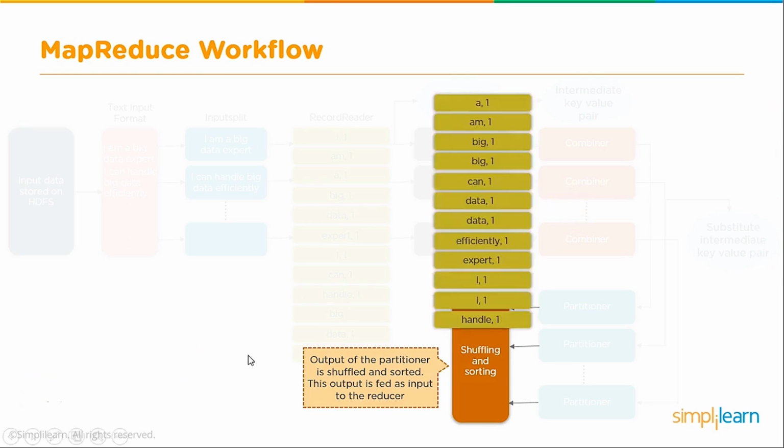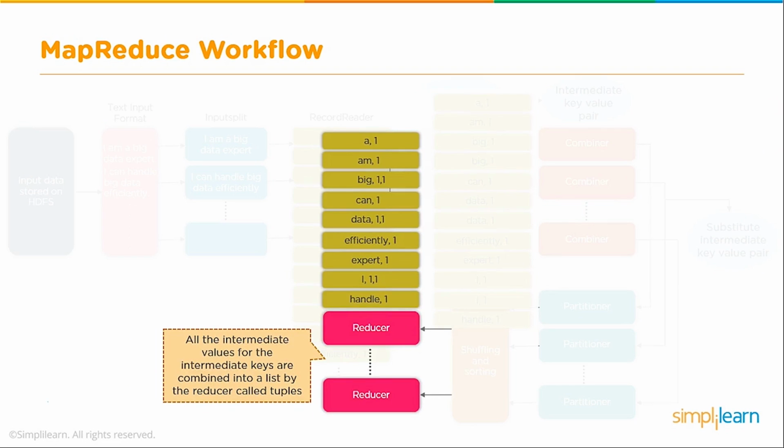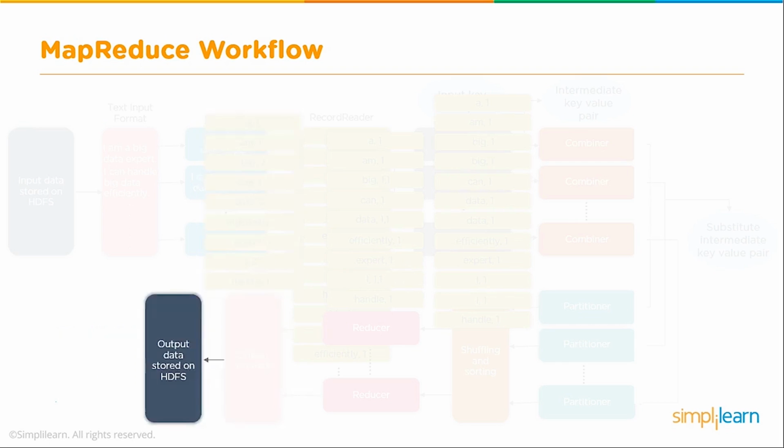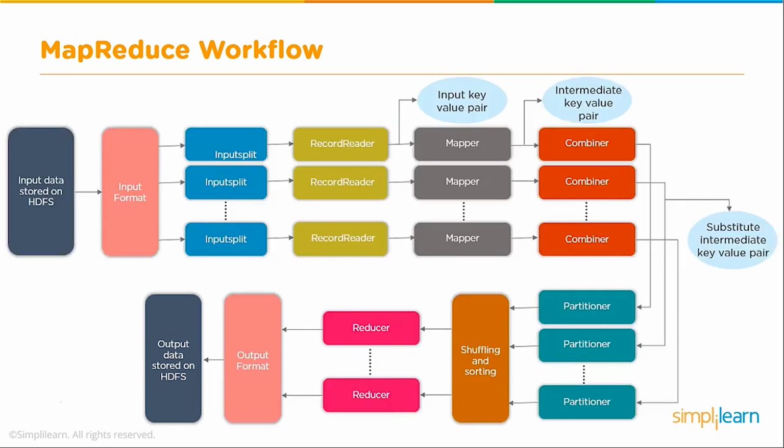Once we have this done, we basically have the reducer, the code for which is provided by the developer, and all the intermediate data has then to be aggregated to give you a final output, which would then be stored on HDFS. And who does this? You have an internal record writer which writes these output key value pairs from the reducer to the output files. Now this is how your MapReduce works, wherein the final output data can be not only stored but then read or accessed from HDFS or even used as an input for further MapReduce processing.